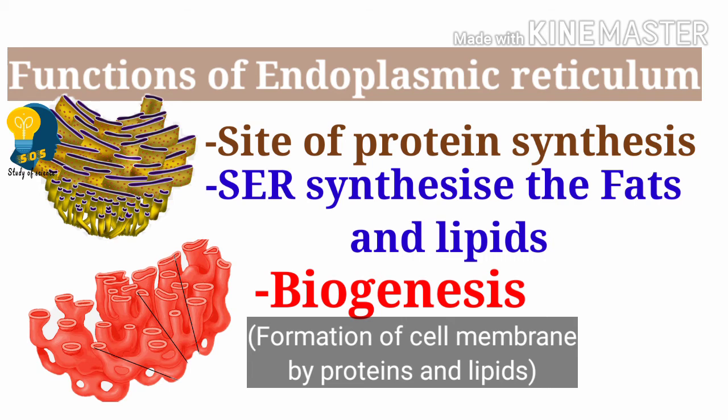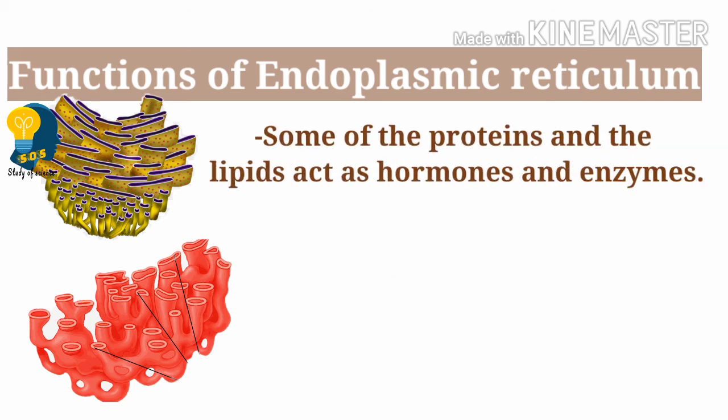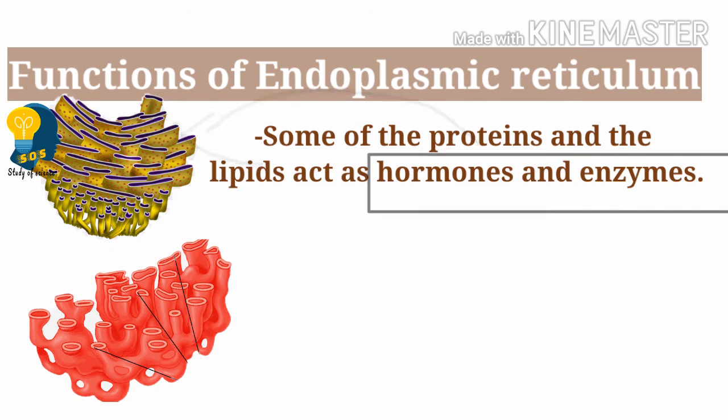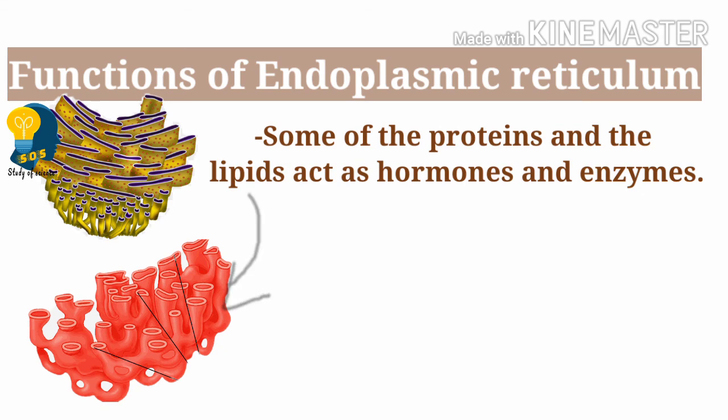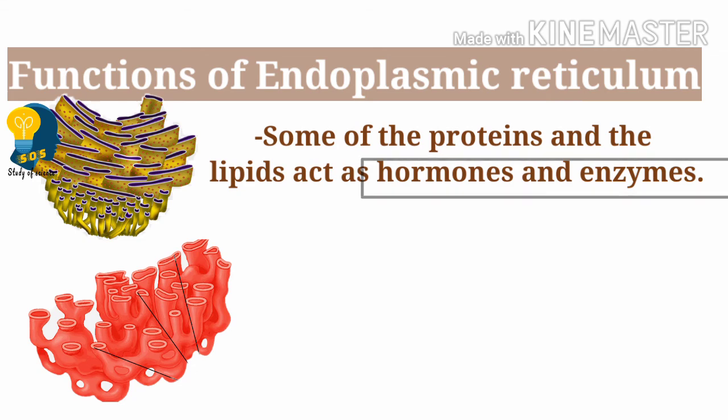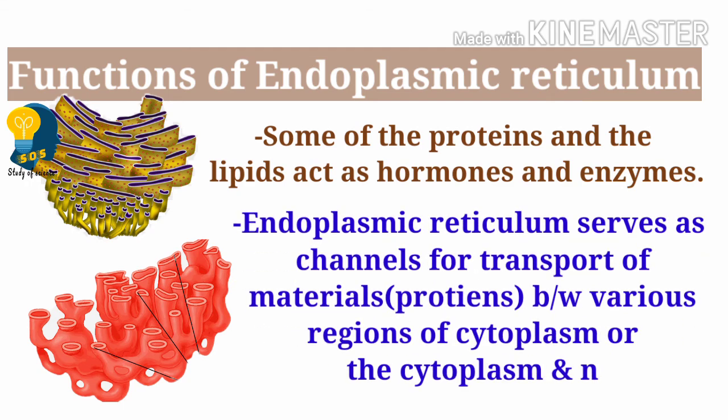Clear? And the next function: some of the proteins and the lipids which are present in the endoplasmic reticulum act as hormones or enzymes. Where are proteins present? They are present in the rough endoplasmic reticulum. Where are lipids present? They are present in the smooth endoplasmic reticulum. Correct? So these proteins and lipids present in the endoplasmic reticulum act as hormones or enzymes. Clear?